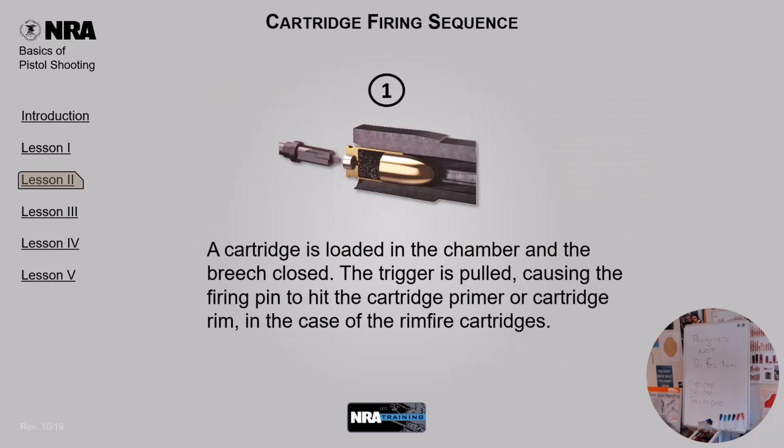Cartridge firing sequence, step 1: a cartridge is loaded in the chamber and the breech closed. Oh, guess what? We have another test question. If you go to question number 44, it says the major components of breech loading pistols include the frame, barrel, and action. Now, to be fair, the answer is not on this slide. However, it's the only place here where they talk about breech.